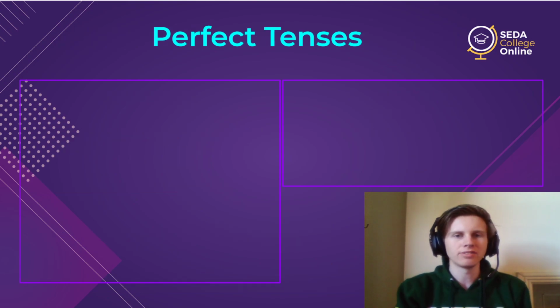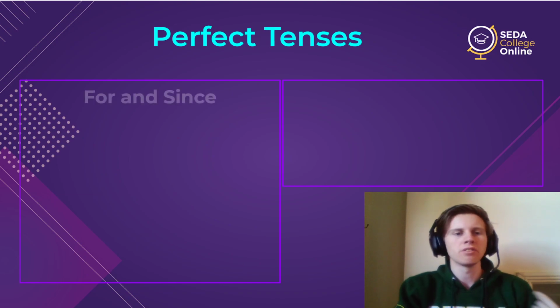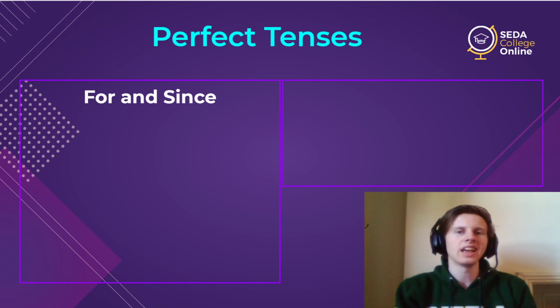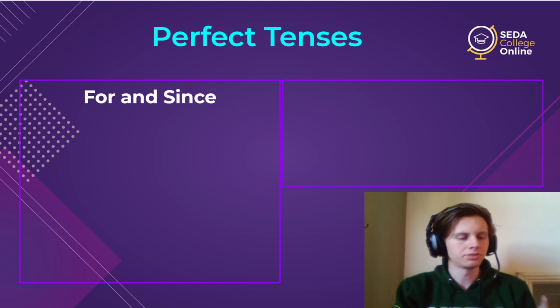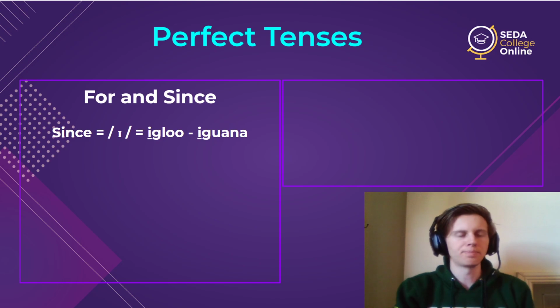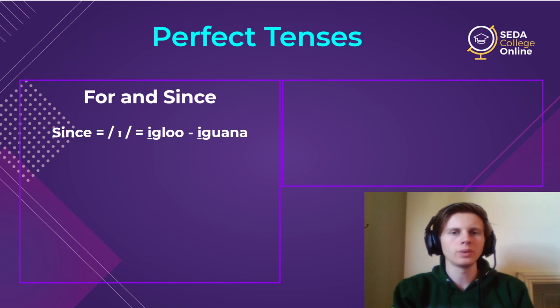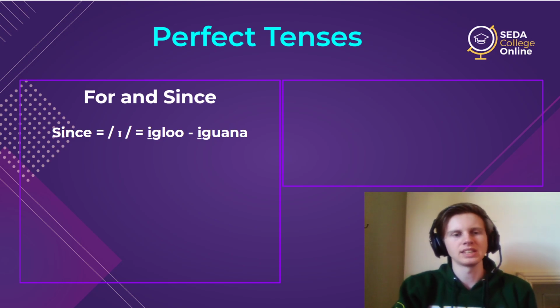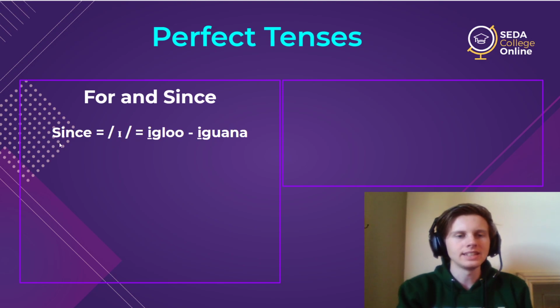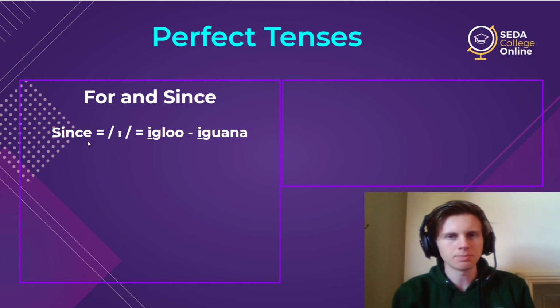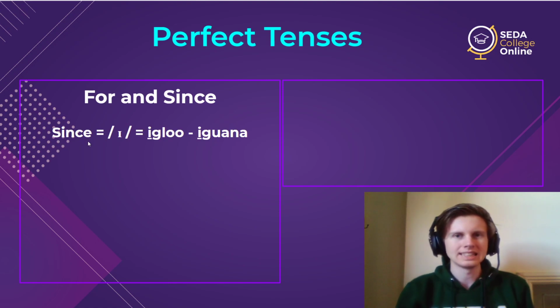The next thing to be careful with perfect tenses is, of course, for and since. So for both the present perfect and the present perfect continuous, we need to remember our rules for for and since. With since, the first thing is the pronunciation. Always be careful with the pronunciation of since. We want this I sound as in igloo or iguana. Since. So let's try that just to be careful. Repeat after me.